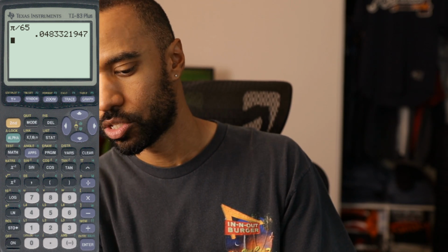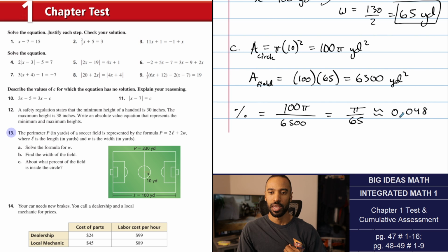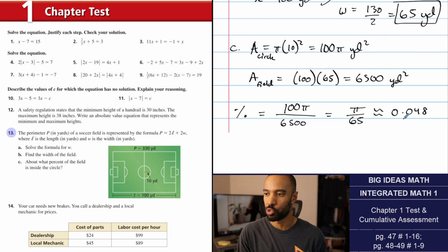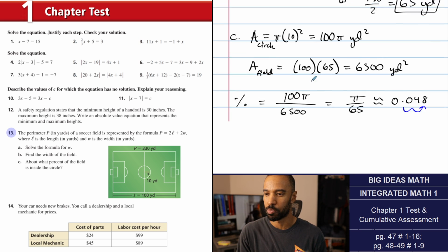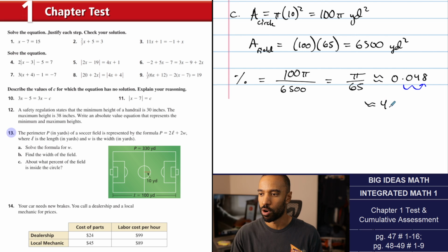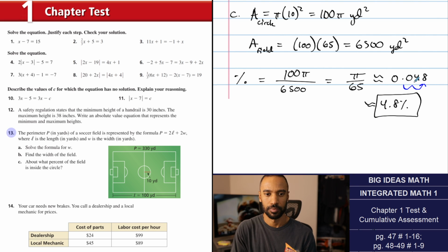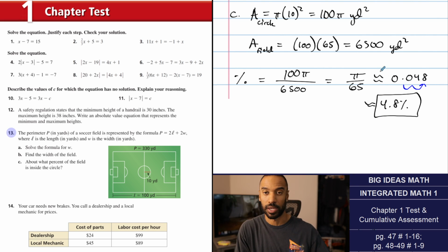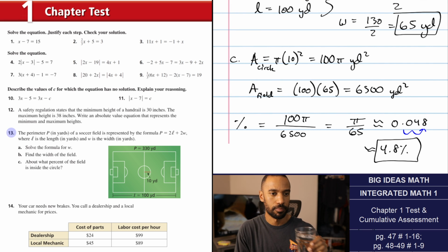If I do pi divided by 65, I'll get a decimal. This decimal is the decimal equivalent of some percentage. I'm going to write it like this, around 0.048. You have to move the decimal 2 places to the right to convert it into its percentage form. This will be 4.8%. Around 4.8% of the field is covered by the circle in the middle. I don't know if that's accurate to most regulation soccer fields, but that's it for this problem.